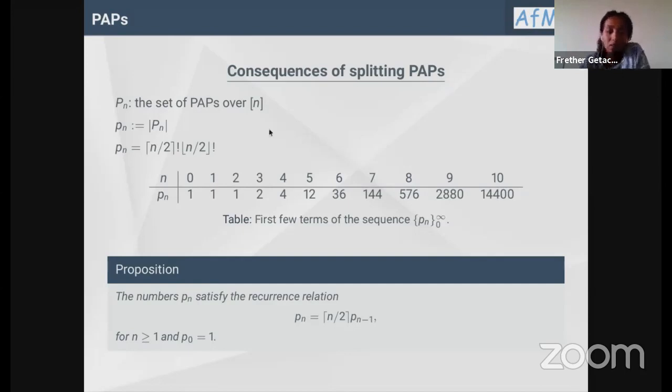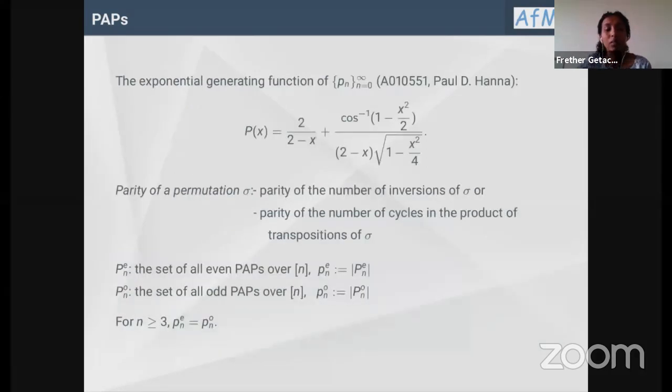The other consequence of this splitting method is a recurrence relation, defined with a given initial condition P0. This sequence appears in the online encyclopedia of integer sequences with this number, and it also has an exponential generating function there, which was found by Paul Dihana. But since there is no documented proof, we give a constructive proof for this exponential generating function.